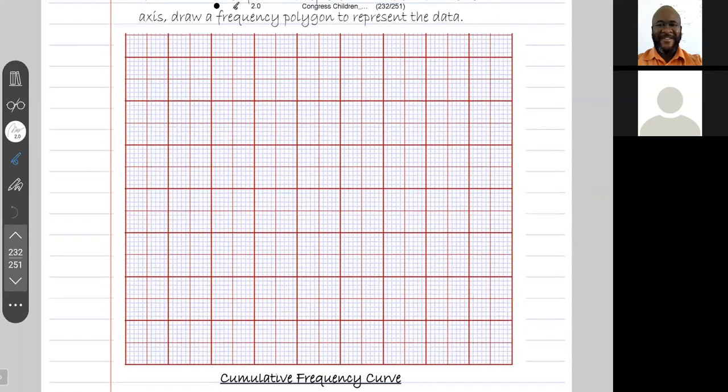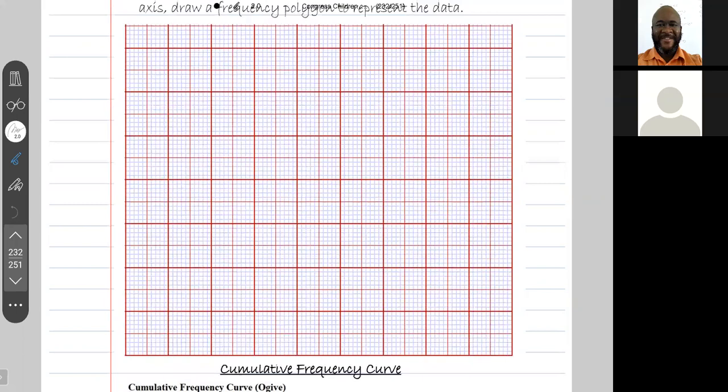Let's prepare our graph sheet. I did not do this very well. This cumulative frequency curve thing should have been a little bit more down. All right, I'm going to try and see if I can mitigate against that. So this is my horizontal axis. I'm going to put my vertical axis here. This is my vertical axis.